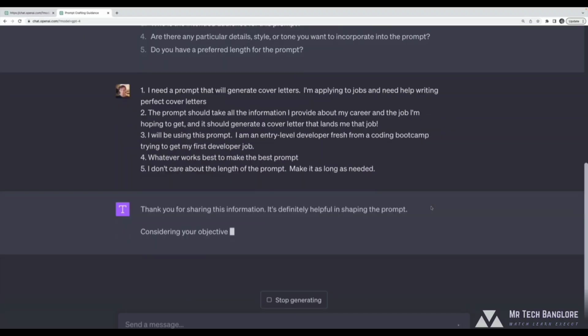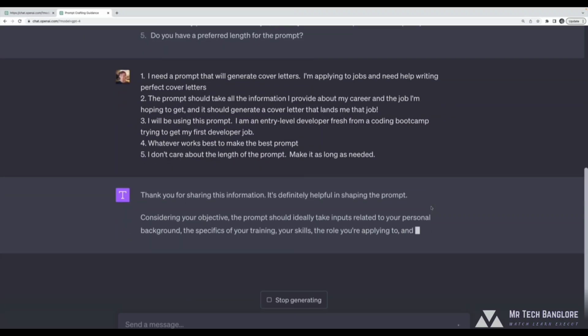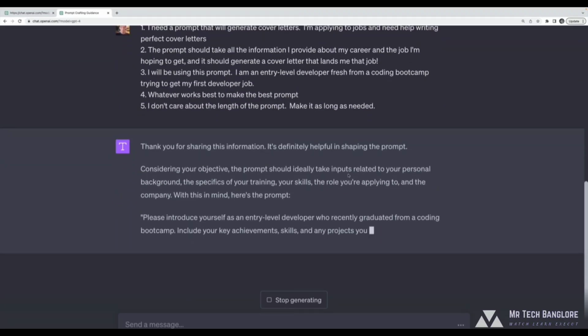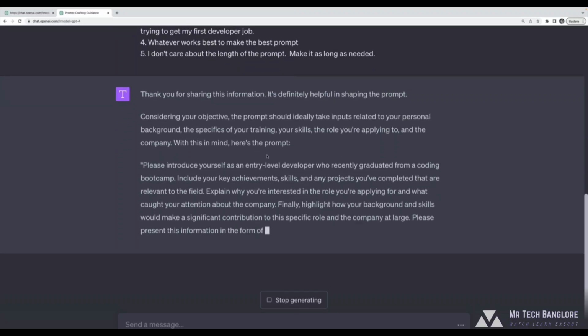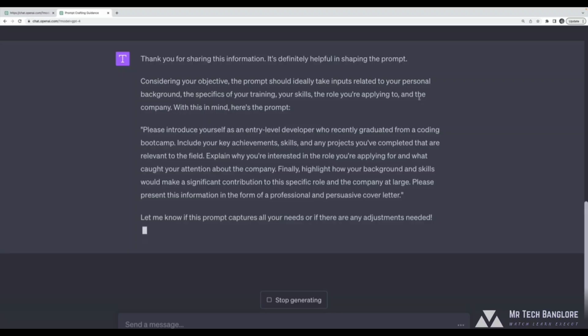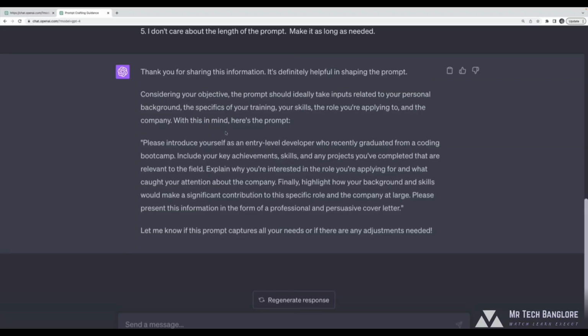Okay, so I've given it some information. It says, considering your objective, the prompt should ideally take inputs related to your personal background, the specifics of your training, your skills, the role you're applying to, and the company. With that in mind, here's the prompt. So all of that work is just to get me the prompt.